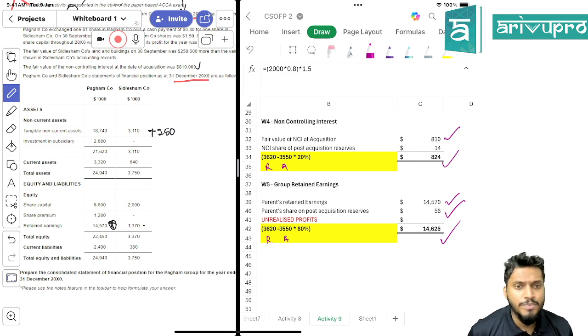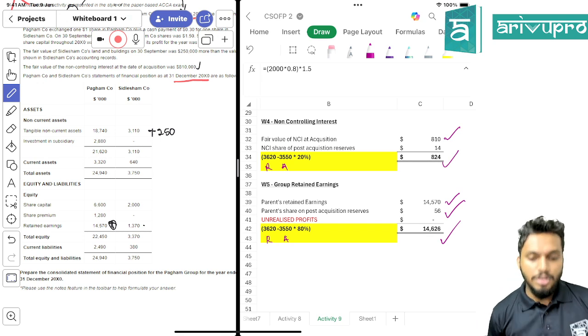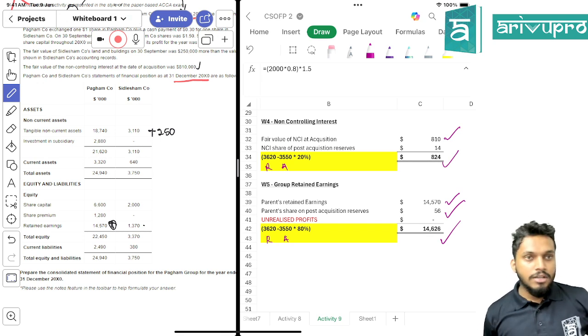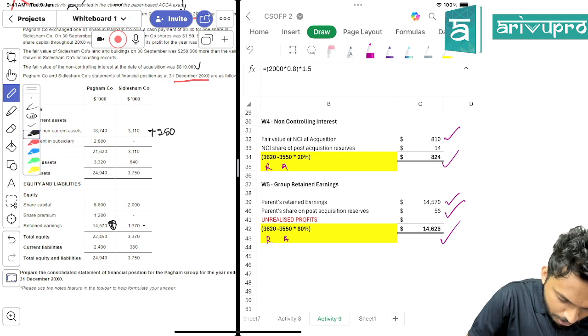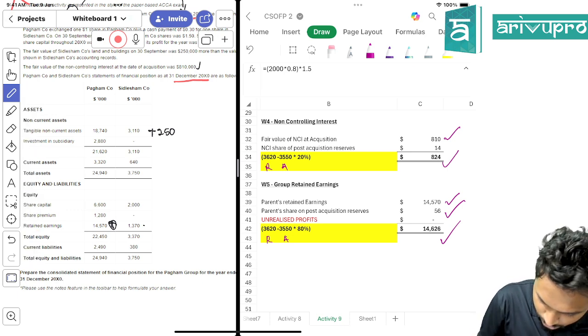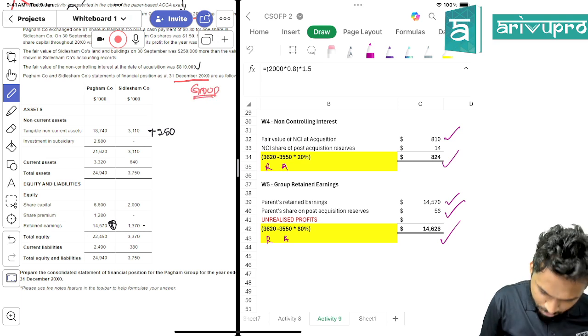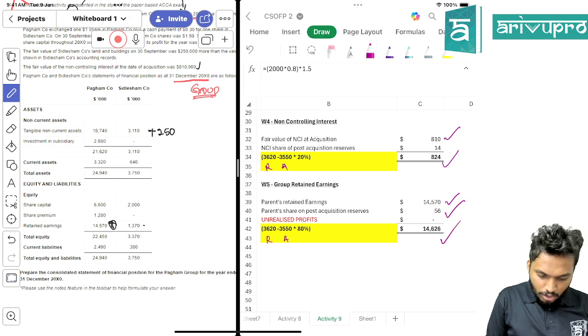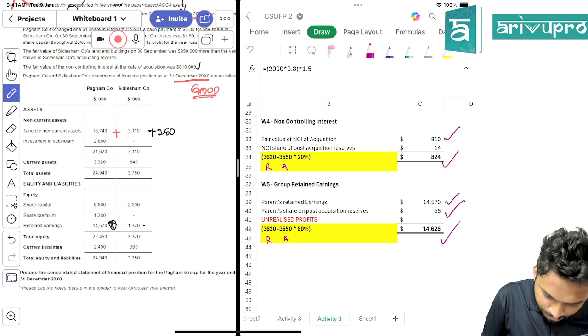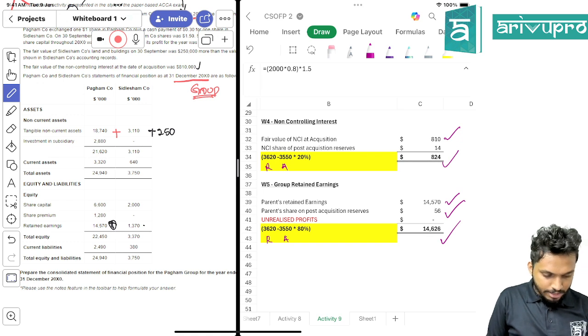Now it's easy for you. You just have to balance your consolidations. You need to prepare your group accounts now. When you are preparing your group accounts, you need to total all the tangible non-current assets. So what's the total of all tangible non-current assets?